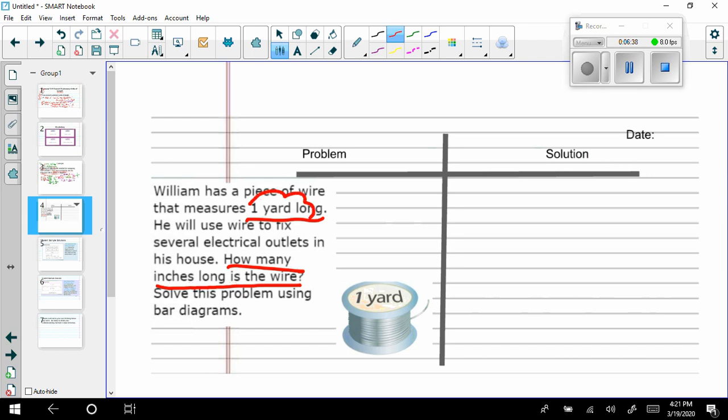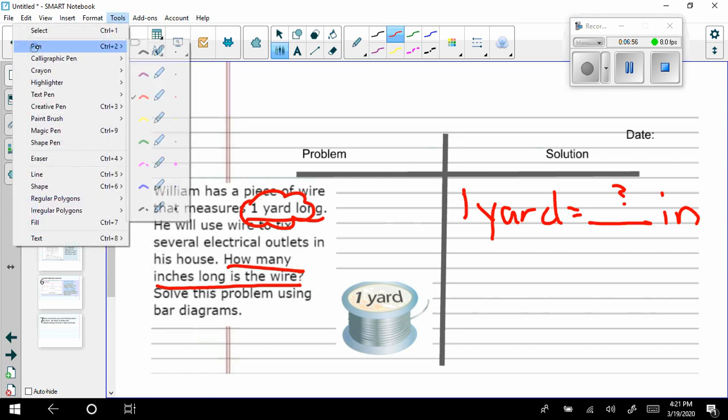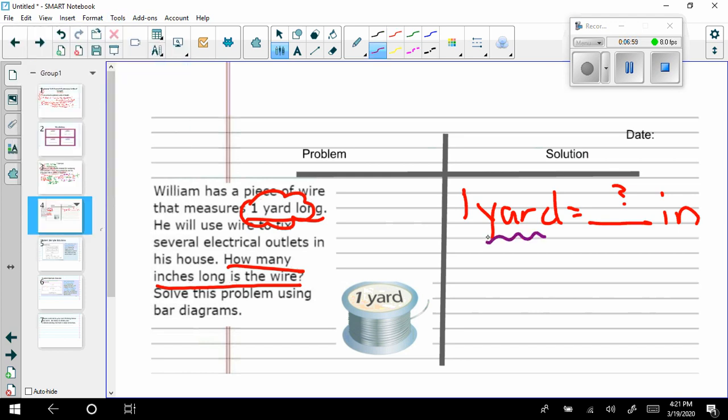So what do we know? We know that it's 1 yard long. So the first step is write our equation. 1 yard is equal to how many inches? Second step is write what you know. So now we need to write, what do we know about yards and inches? We know that 1 yard is equal to 36 inches.